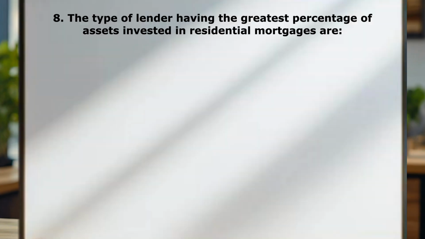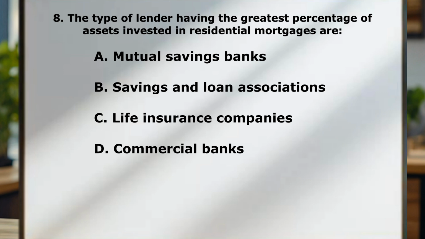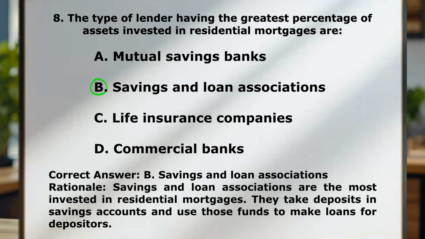Question number 8. The type of lender having the greatest percentage of assets invested in residential mortgages are A, mutual savings banks. B, savings and loan associations. C, life insurance companies. D, commercial banks. The answer here is B, savings and loan associations. So, savings and loan associations are the most invested in residential mortgages. They take deposits in savings accounts and they use those funds to make loans for depositors. If you think about your local credit union, right, that's like a savings association.